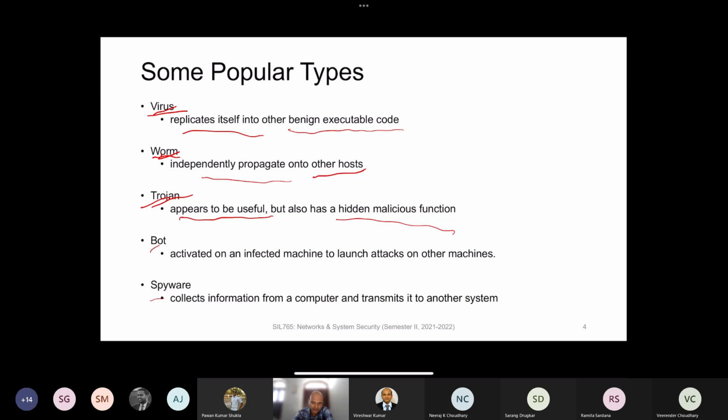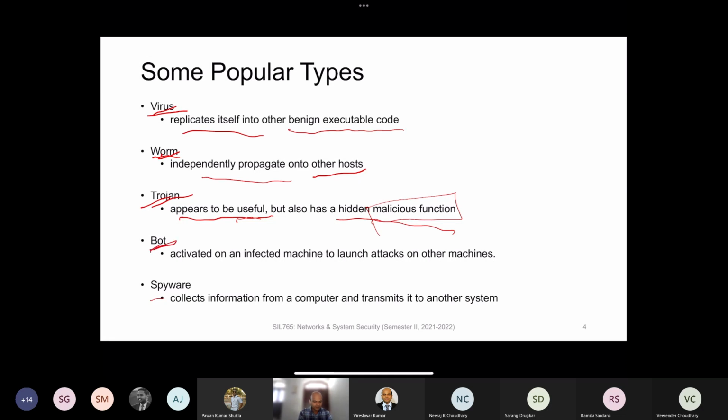A worm or a virus does not have to be useful. We don't expect them to be useful, but they are a type of malware which infects our systems. But in the case of a Trojan, the malware will look useful, but of course it has some malicious function for which it has been designed. Those kinds of malware are called Trojans.